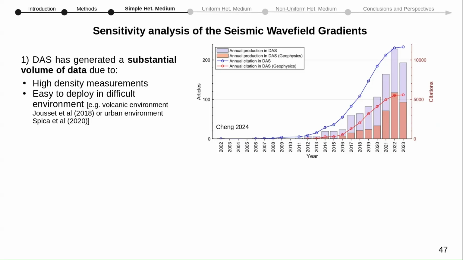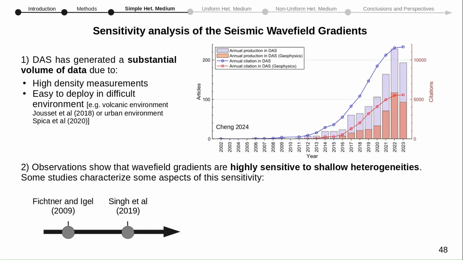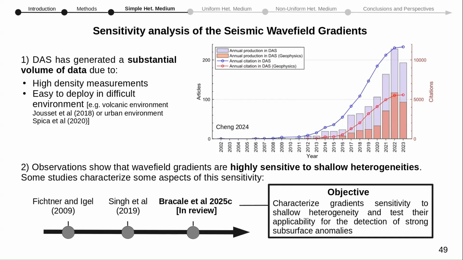The second reason why we decided to include the wave field gradient is the fact that it has been shown many times that they are highly sensitive to shallow heterogeneities. Some studies in the past also characterized some aspects of this sensitivity. And what we want to do in this context is to characterize gradient sensitivity to shallow heterogeneity and test their applicability for the detection of strong subsurface anomalies.